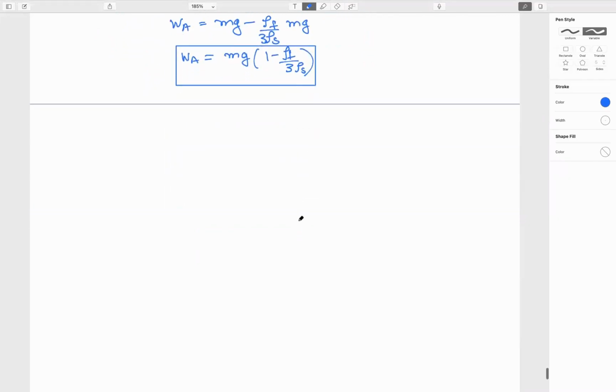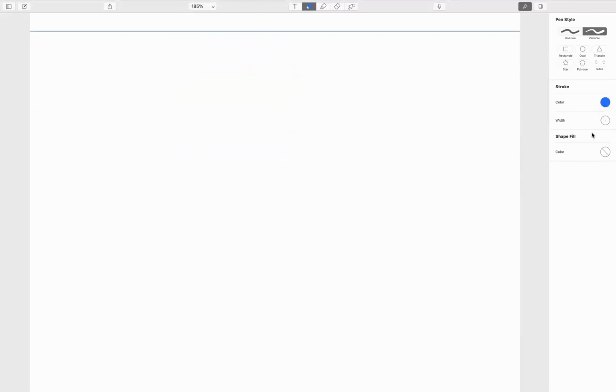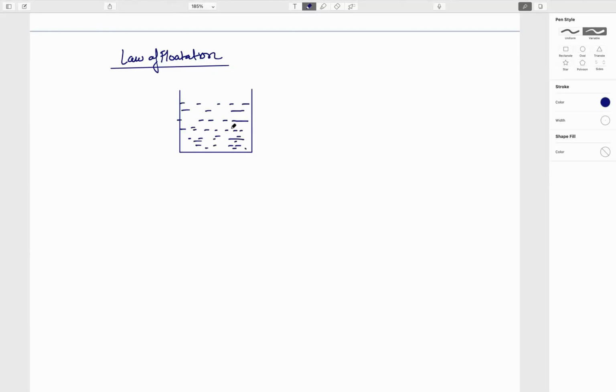So now let's look at the law of flotation. The law of flotation means we have a container with a fluid, and a solid body floating in it. The question is, when will the body float in this fluid?